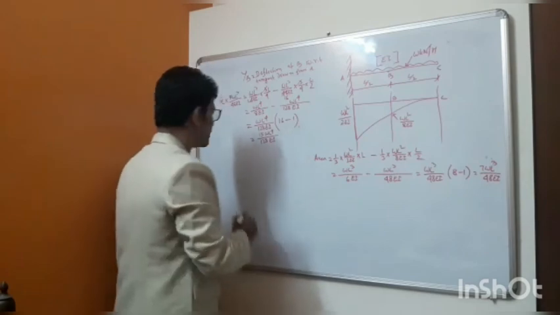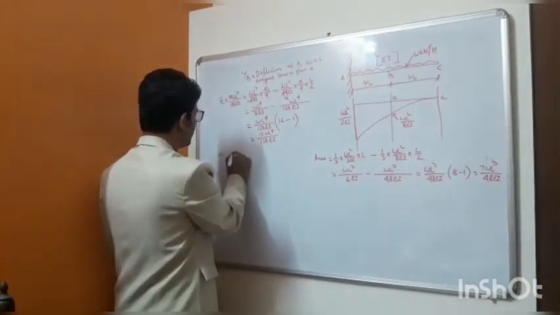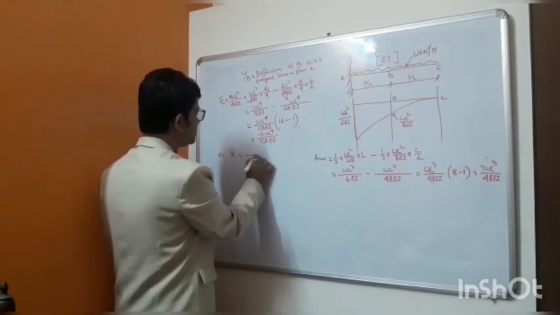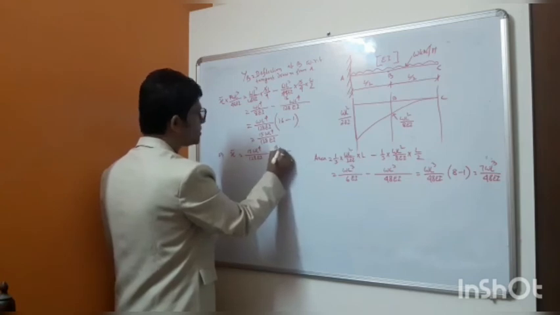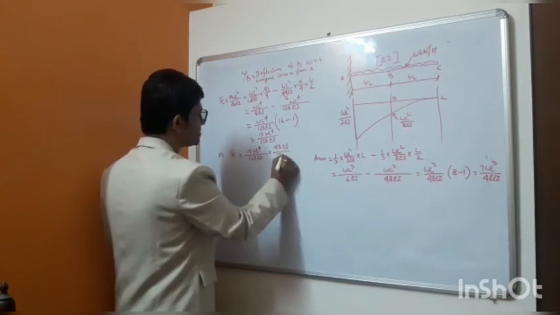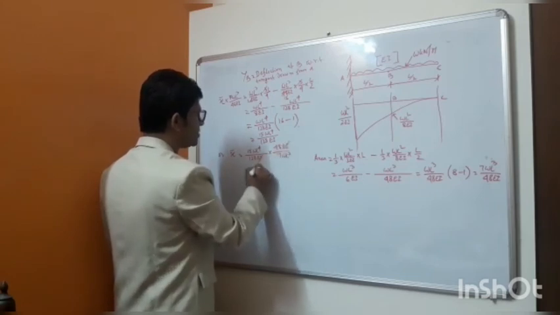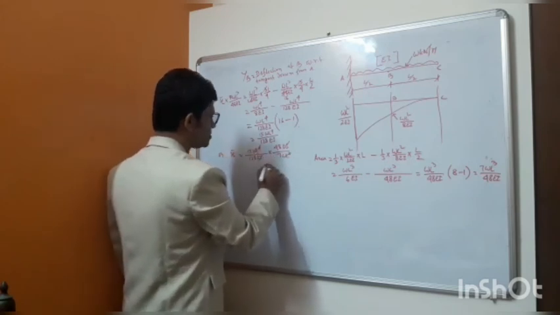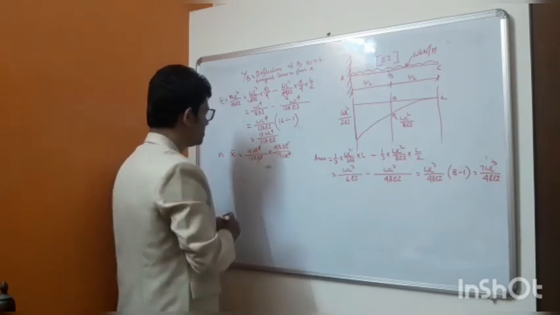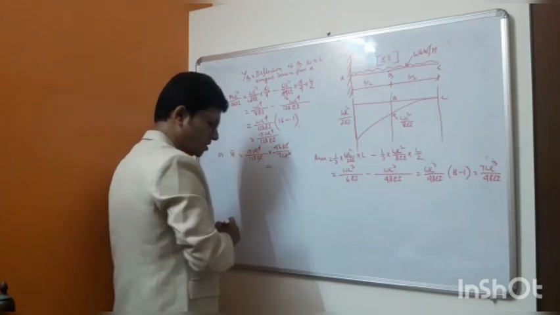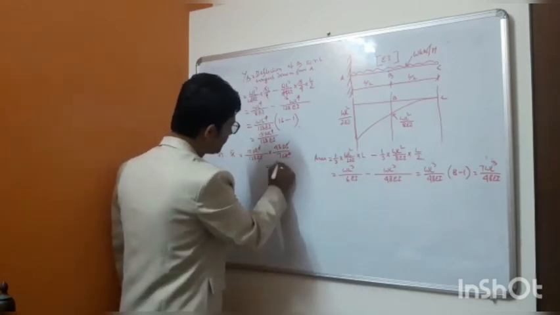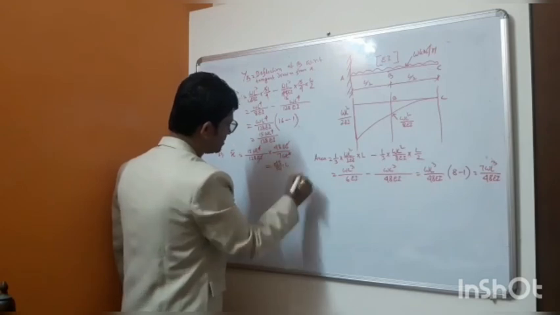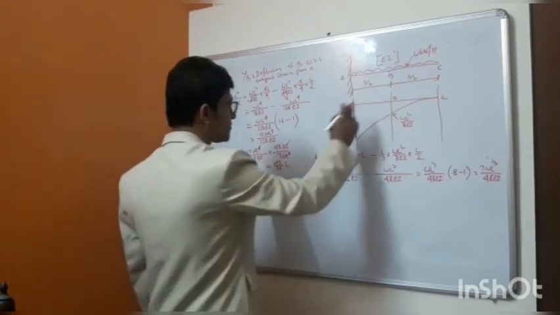From here we have to find x bar. x bar will be equal to 15 WL to the power 4 by 128 EI into 48 EI by 7 WL cube, EI gone, WL cube gone, and this is only L. So after evaluating, this will come in the tune of 45 by 56 L.